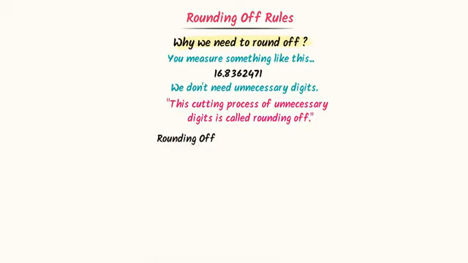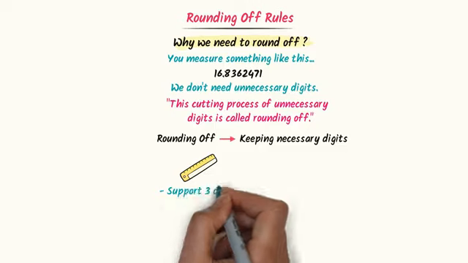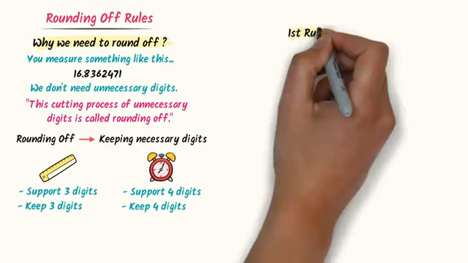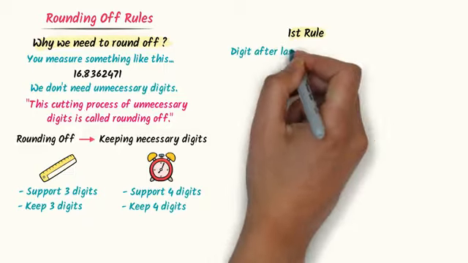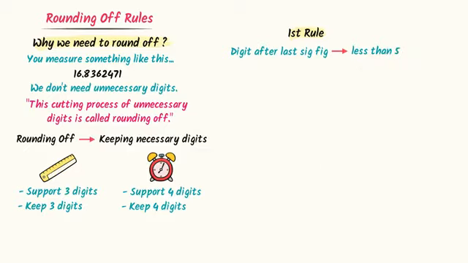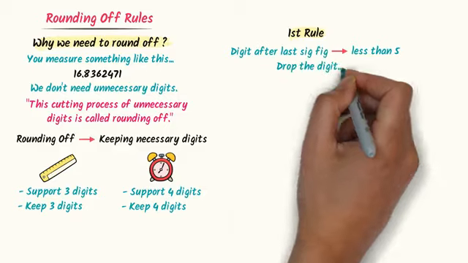By rounding off, I mean keeping only those digits that your measurement actually supports. If my instrument supports 3 digits, I will keep 3 digits. And if my instrument supports 4 digits, I will keep 4 digits. I will remove all those extra digits, and this process is exactly known as rounding off. The first situation is the easiest one. If the digit after the last significant figure is less than 5, I mean it is 0, 1, 2, 3 or 4, you simply drop it.